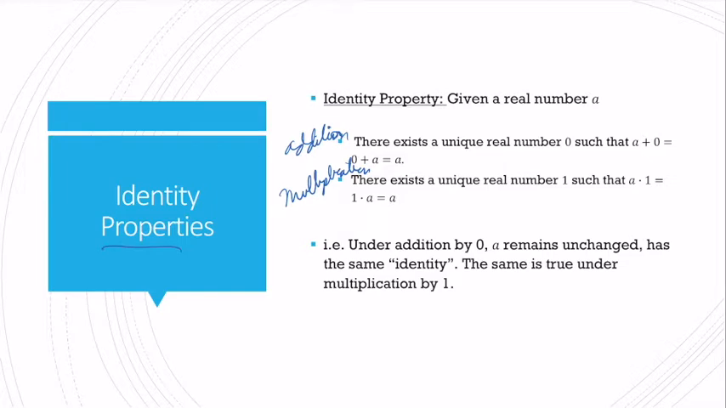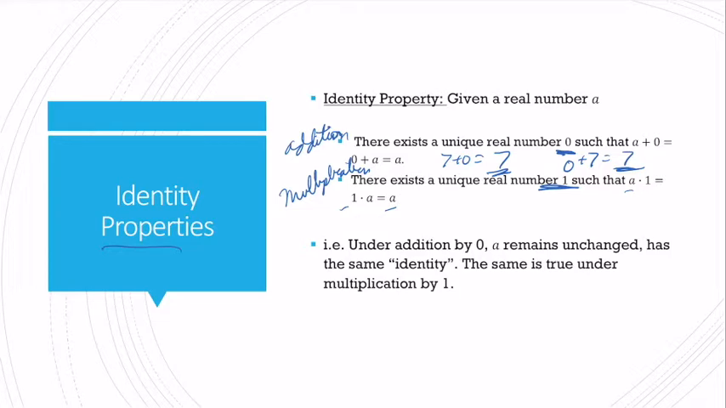And what it is is this. It says there exists a unique real number 0 such that a plus 0 is 0 plus a is a. So basically, this additive identity, 0, says I can add anything to 0 and I'll get back my number itself. That's pretty cool. For the multiplicative identity, it says there exists a unique real number 1 such that any number times 1 is just itself.